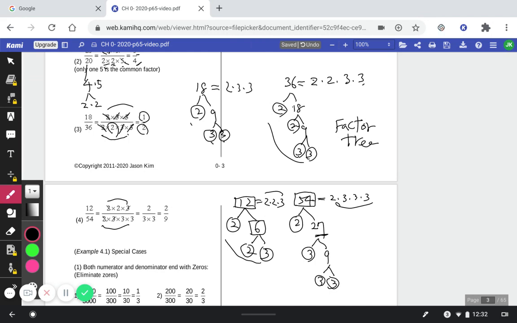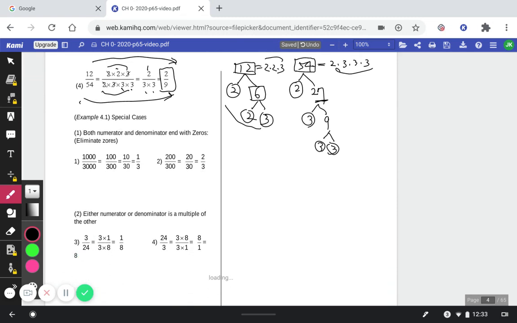When you reduce common numbers, 2 and 2 cancel out, 3 and 3 cancel out, you end up with a 1 on top, and a 2 and 3 on the bottom, which is 2/9. So this is how you simplify the fractions.